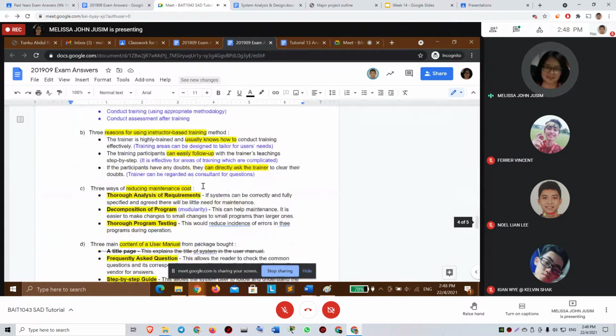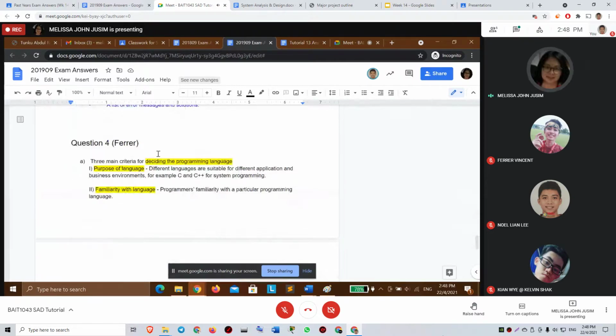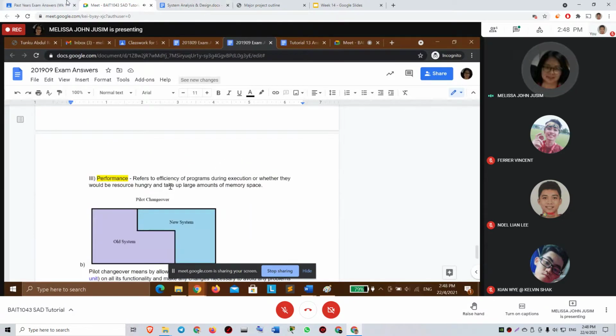The next one is your question, Farah, how to decide on the programming language? There are more than 3 criteria. One of the criteria is the purpose of the programming language, meaning to develop a web application. I don't think you would use C language; perhaps you can use another language. C is normally for system software. Then familiarity with the language, and then the performance.